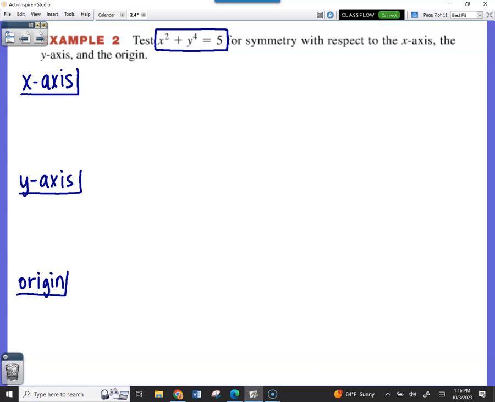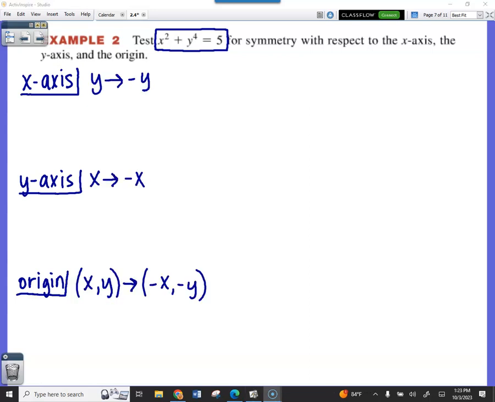Please try this. If you need a reference back to the one we just did to see what to do, then do that. Back to the video. We're checking all three types of symmetry, okay? We're going to plug negative y in, we're going to plug negative x in, and then we're going to plug both of them in. We're trying to clean it up to see, is it the same equation?